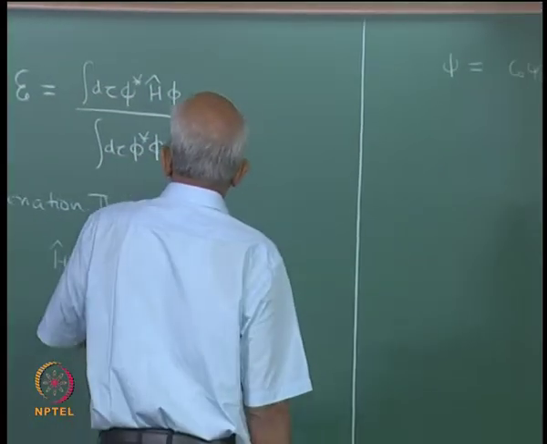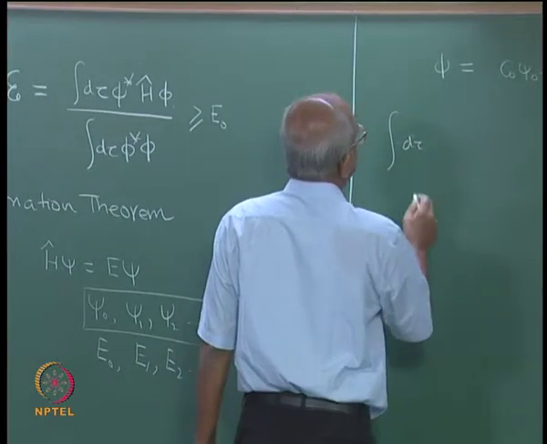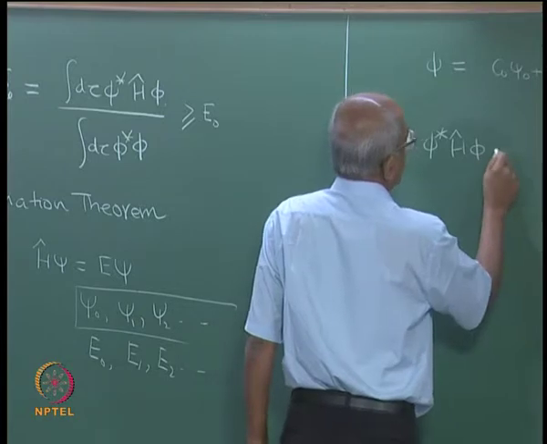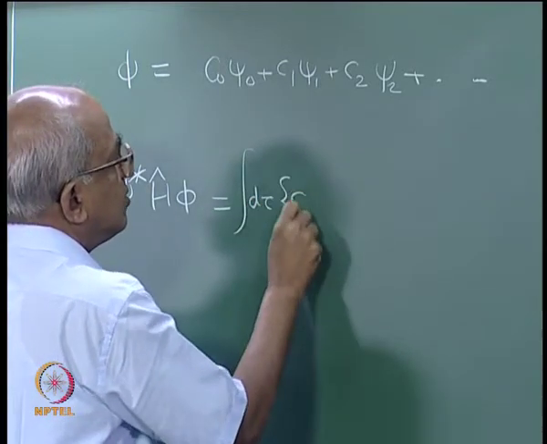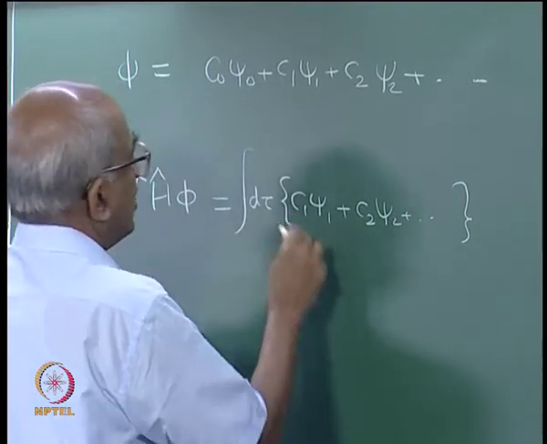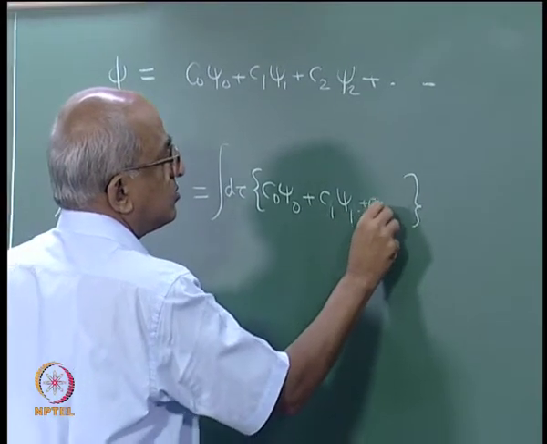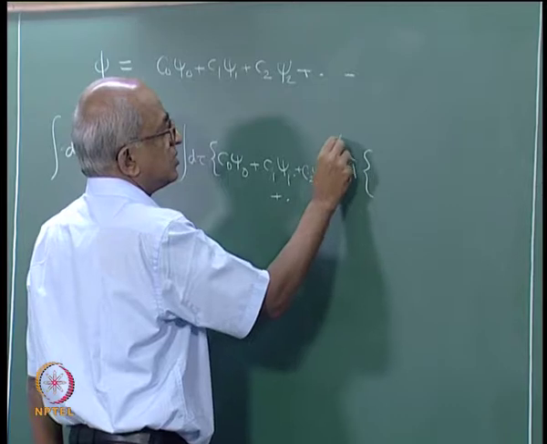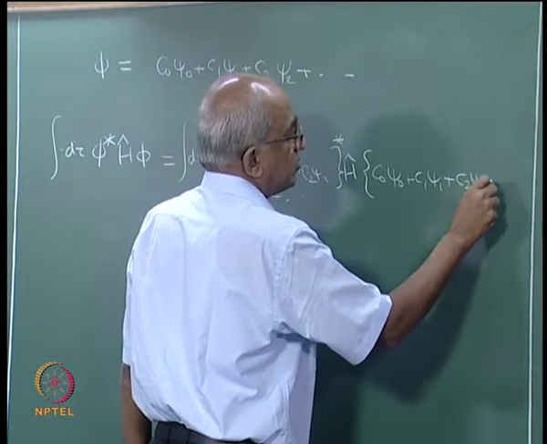And if that is possible, let me evaluate the numerator of this expression. What is the numerator? It is actually the integral d tau of phi star H phi, and that will be equal to, what is going to happen, you would have the integral d tau of C1 psi 1 plus C2 psi 2 plus etc. Oh well, I forgot to put C0. Let me modify this: C0 psi 0 plus C1 psi 1 plus C2 psi 2 plus etc. Then you will have H, and of course I shouldn't forget the star, so there is a star on top of this. Then C0 psi 0 plus C1 psi 1 plus C2 psi 2 plus etc.